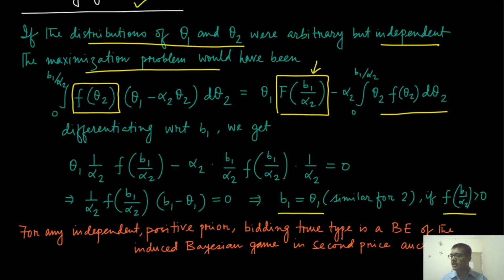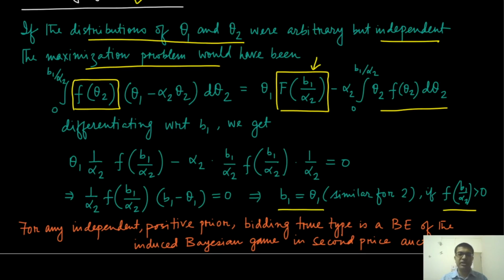And as long as these probability masses are positive, summarizing these two things, we can say that for any independent positive prior, and this part is actually crucial, we need the positive prior, bidding the true type is a Bayesian equilibrium of this induced Bayesian game in the second price auction. So that is something that we didn't see in the context of the first price auction. Essentially what is happening in the second price auction is that the players are never asked to pay their own bid. They know that even if they win, they are always going to pay the second highest bid. Therefore it gives a certain kind of incentive to reveal their types truthfully. We will see this more when we discuss mechanism design.